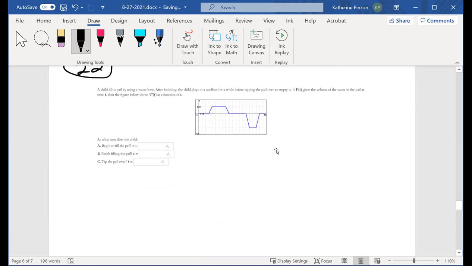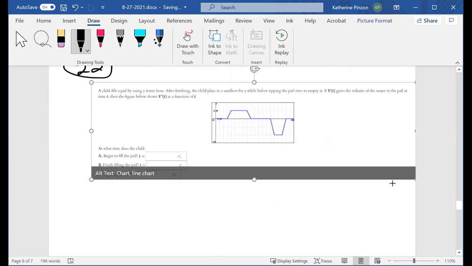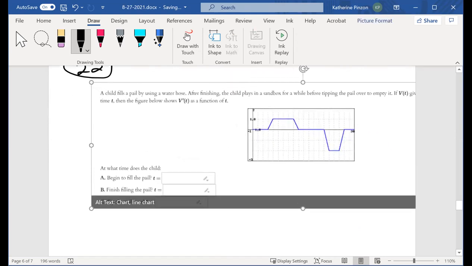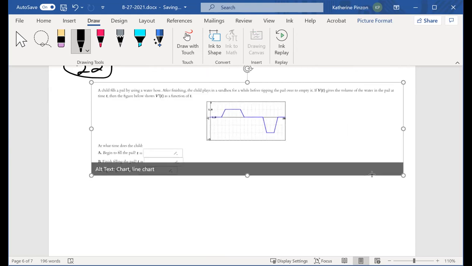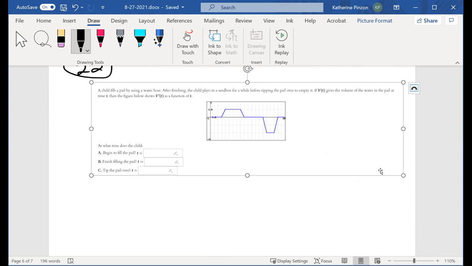Okay, this one's hard to see because it's tiny. Let's see if I can make it bigger. It's going to fall off the screen if I try to make it bigger. There's the graph. A child fills a pail by using a water hose. After finishing, the child plays in a sandbox for a while before tipping the pail over to empty it. If V of t gives the volume of water in the pail at time t, then the figure below shows V prime of t. This figure shows the derivative.